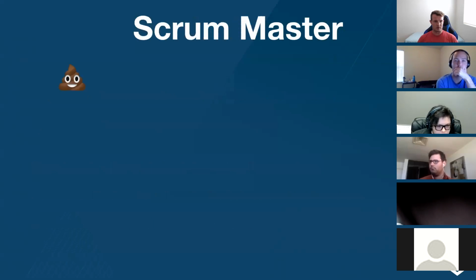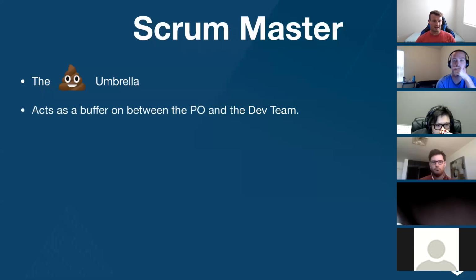Okay, Scrum Master, poop emoji. So they're the poop umbrella. They act as the buffer between the product owner and the dev team. So Scrum Masters are your best friend because they make sure that the product owner isn't hovering over your shoulder saying, hey, when's this coming up? When's this coming up? We need to get this done yesterday. So Scrum Masters are awesome.